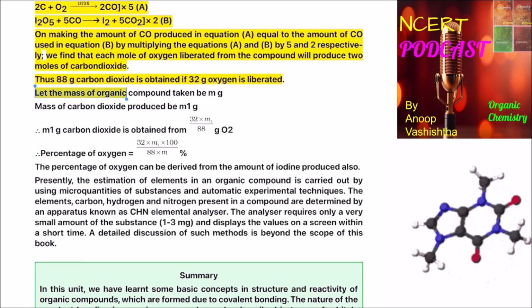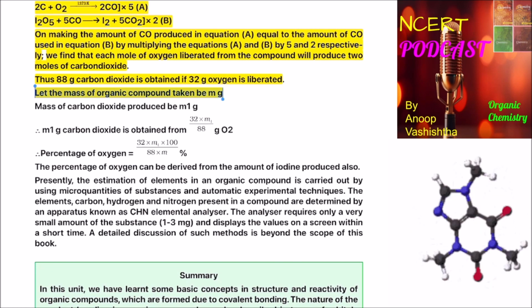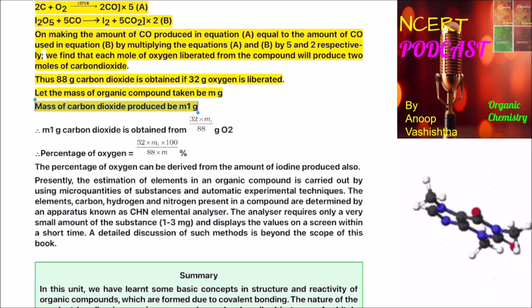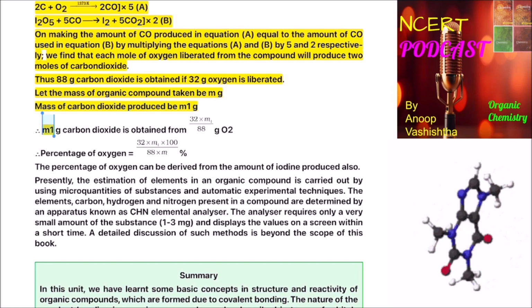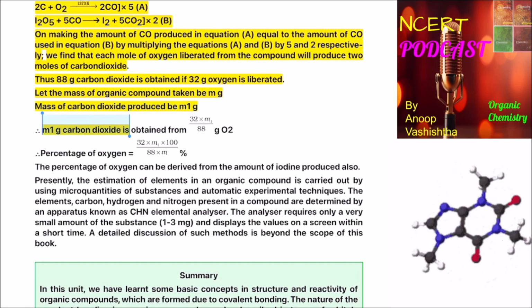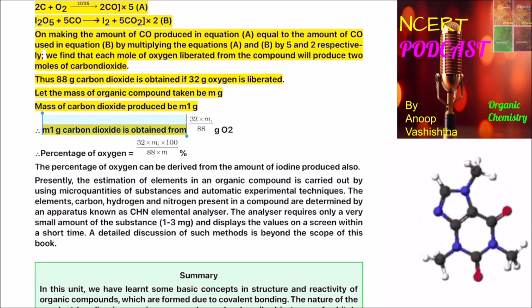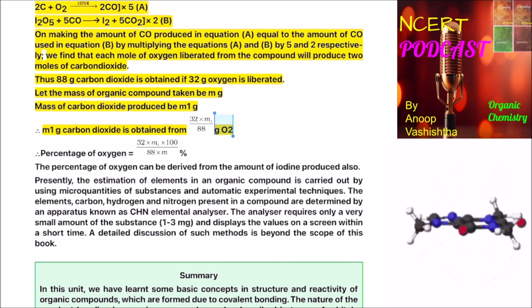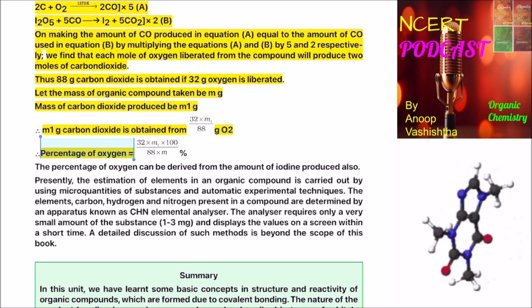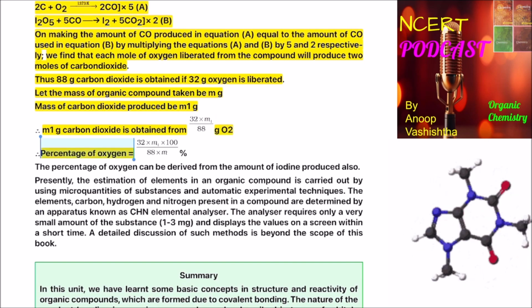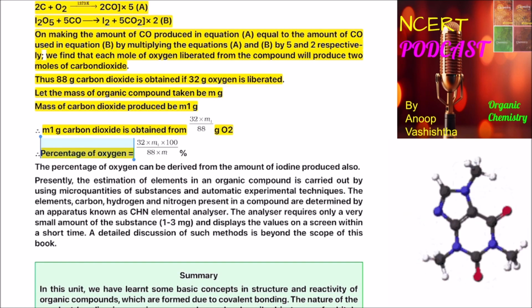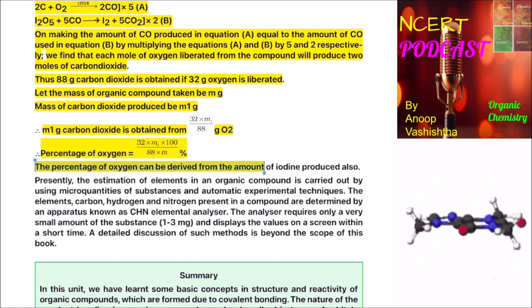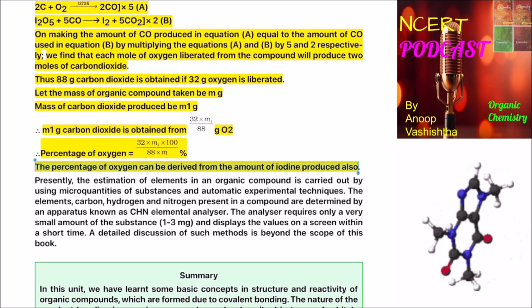Let the mass of organic compound taken be m grams, and the mass of carbon dioxide produced be m1 gram. Therefore, m1 gram carbon dioxide is obtained from 32 into m1 divided by 88 grams of O2. Percentage of oxygen is equal to 32 into m1 into 100 divided by 88 into m percent. The percentage of oxygen can be derived from the amount of iodine produced also.